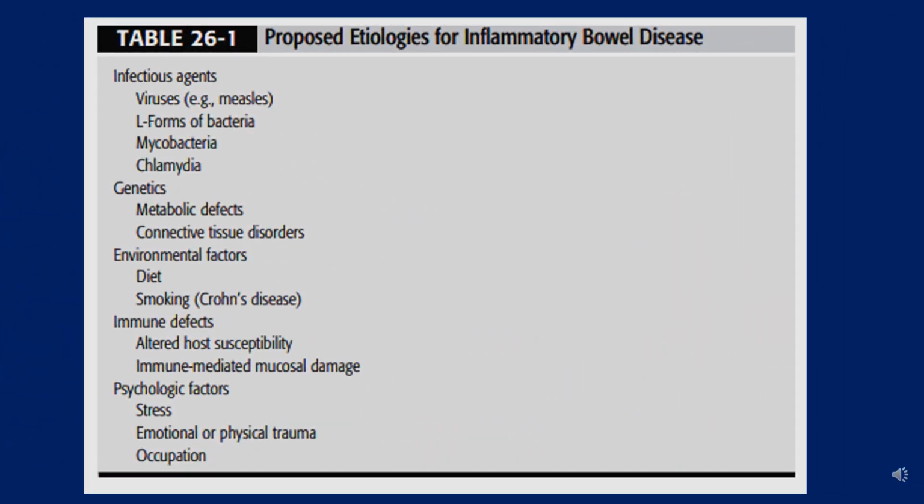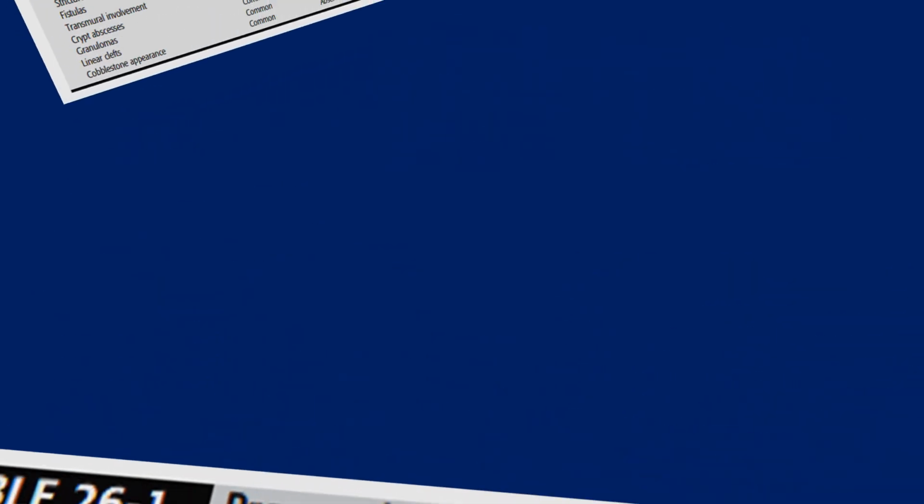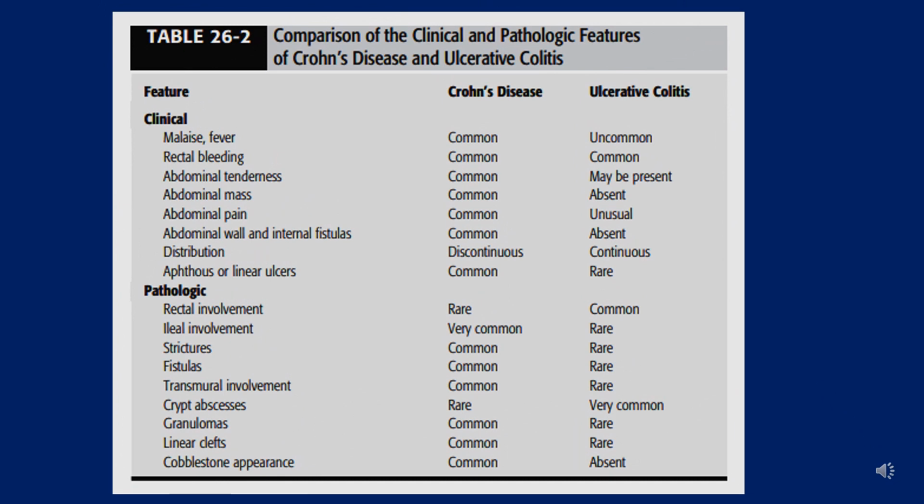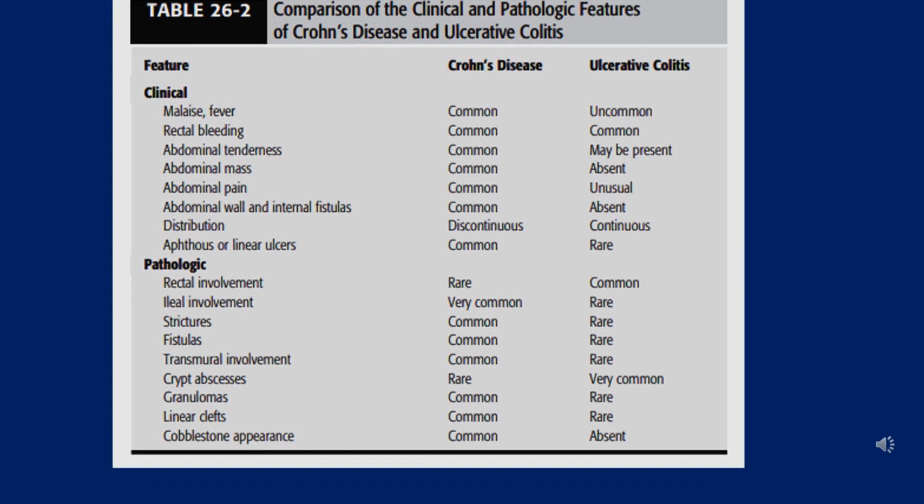Pause the video and carefully scrutinize Table 26.1 summarizing proposed etiologies for inflammatory bowel disease before advancing to the next slide. Pause the video and carefully scrutinize Table 26.2 summarizing comparison of the clinical and pathologic features of Crohn's disease and ulcerative colitis before advancing to the next slide.